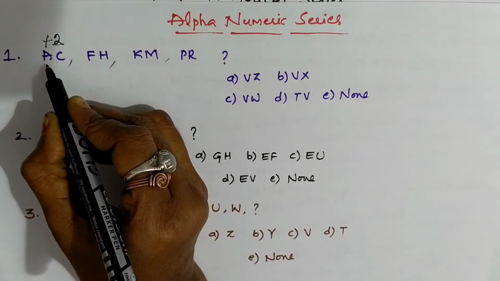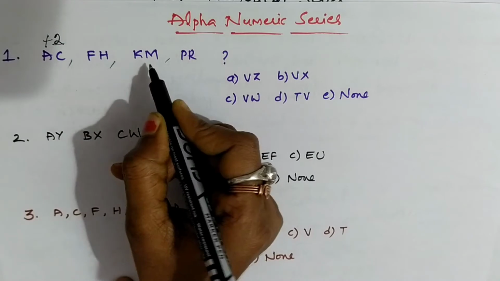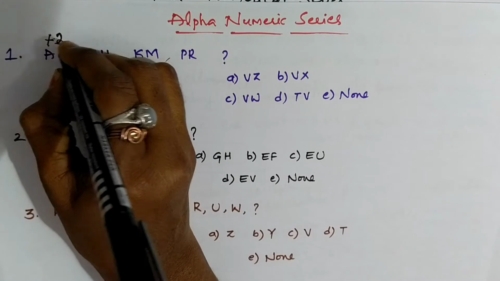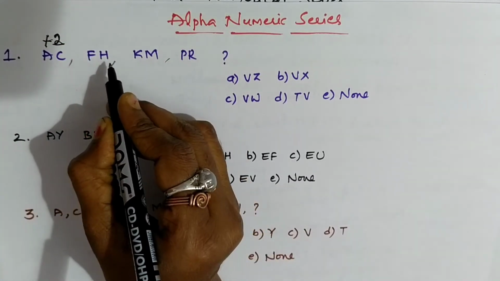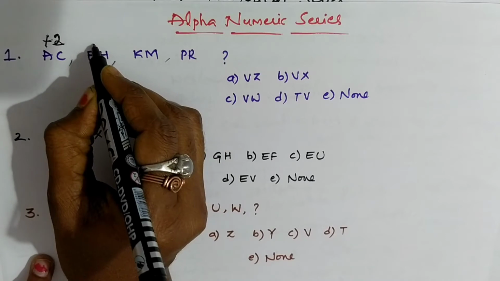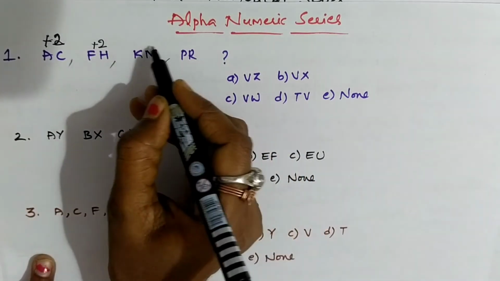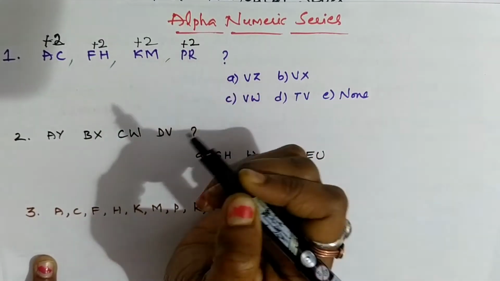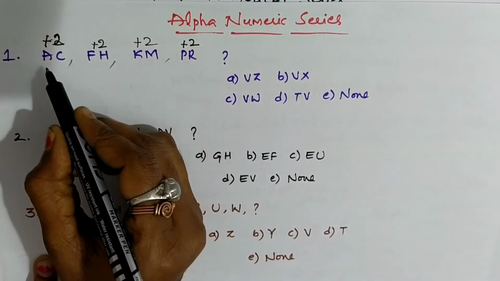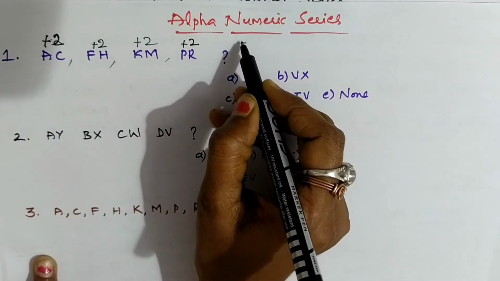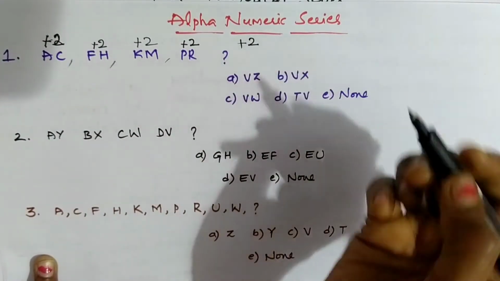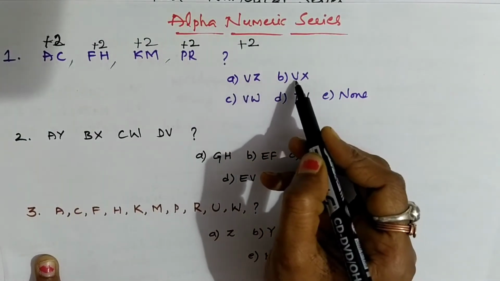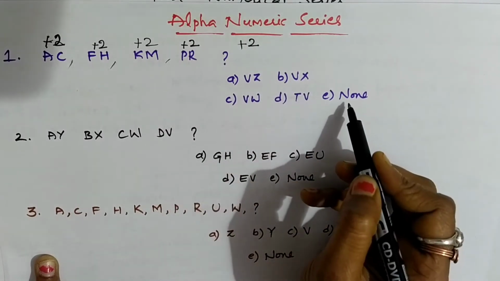Here AC, FH, KM, PR. Difference between A and C is +2. Difference between F and H is +2. K, L, M is +2 and P, Q, R is +2. And here also we should maintain difference +2. The options are VZ, VX, VW, TV, none of these.